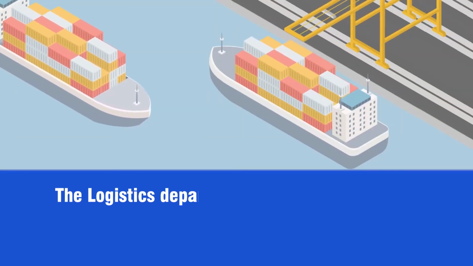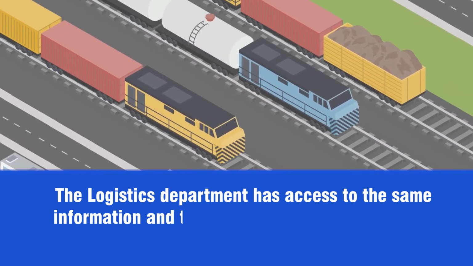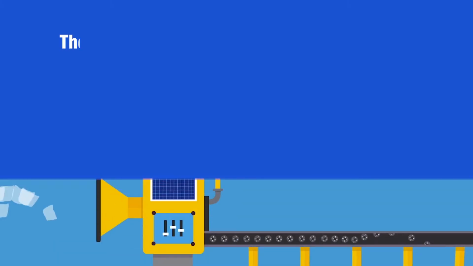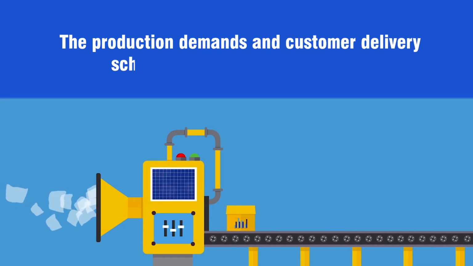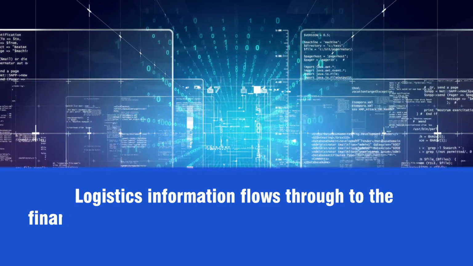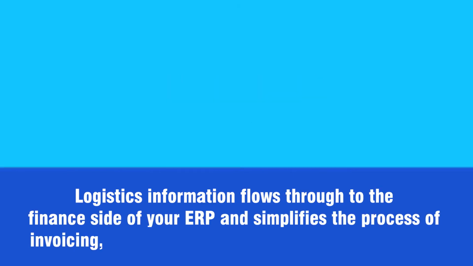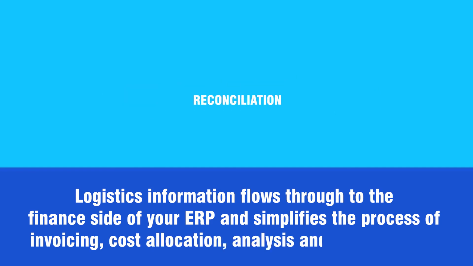The logistics department has access to the same information, and they can execute those contracts in a timely and efficient manner. The production demands and customer delivery schedules can be timely executed. Logistics information flows through to the financial side of your ERP and simplifies the process of invoicing, cost allocation, analysis, and reconciliation.